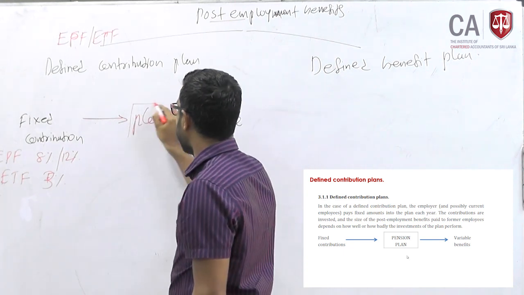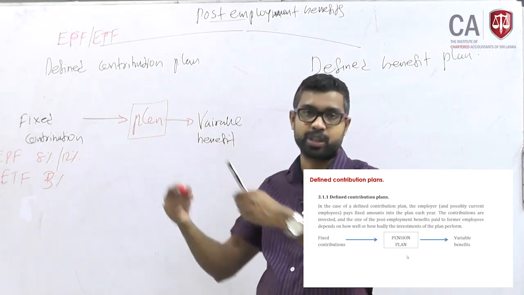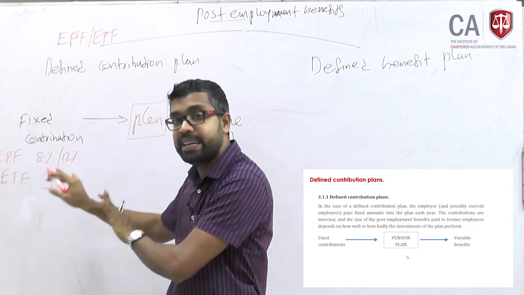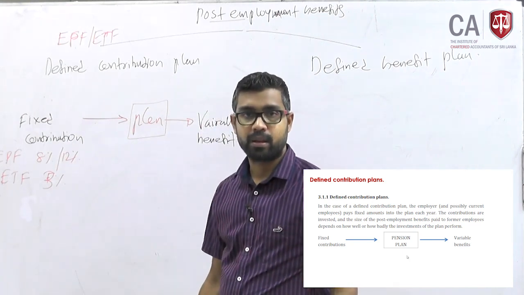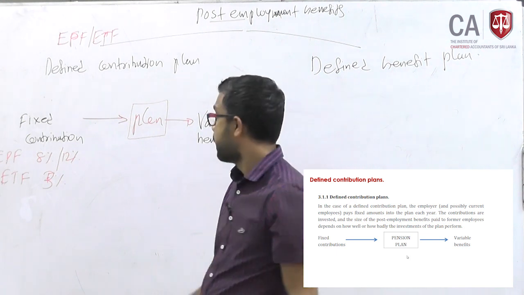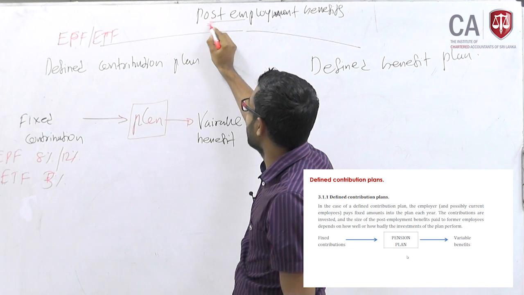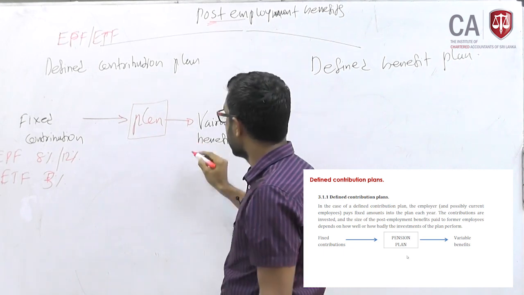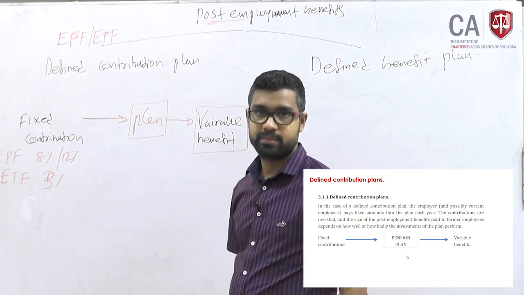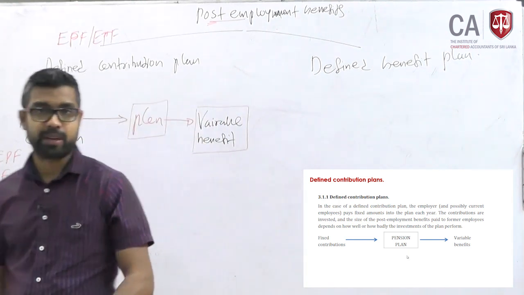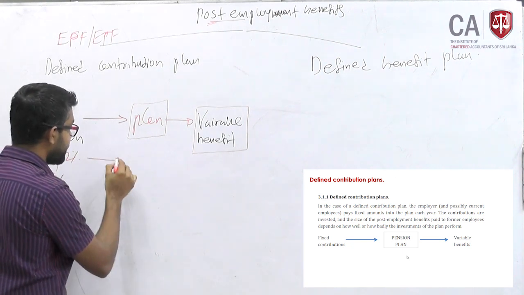Fixed contribution to a plan. Where is the plan? There is a plan. To the plan you are giving a fixed contribution. Who gives it? Employer and employee both. From this plan, after employment, you will receive a variable benefit. What do you mean by variable benefit? This will be given to whom?